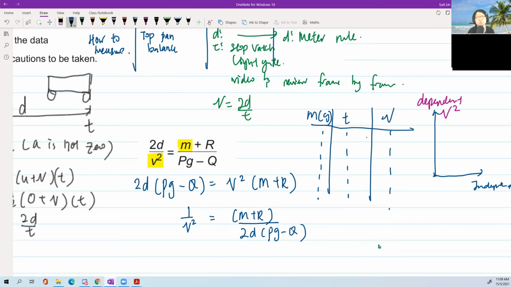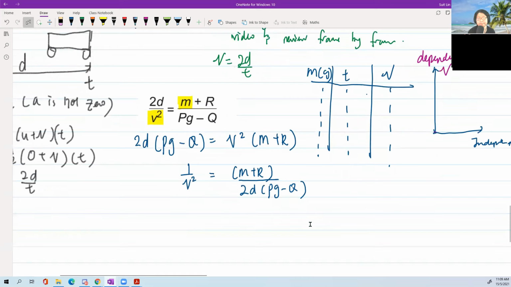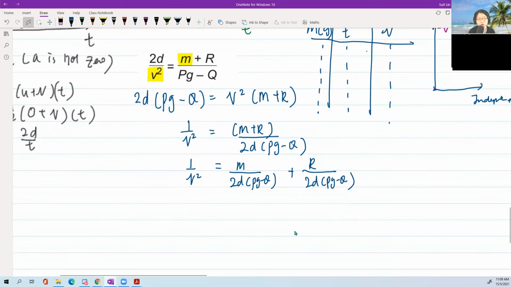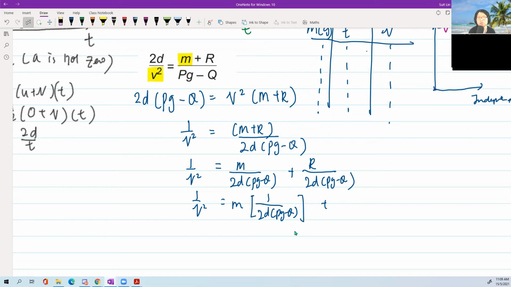Basically, I bring the 2d over. I have to isolate the m. So 1 over v square is equal to m over 2d(pg minus q) plus r over 2d(pg minus q). If your m is not sufficiently isolated for your brain, I will write another line for you. This will be m, big bracket, 1 over 2d(pg minus q). Then this is the whole thing.